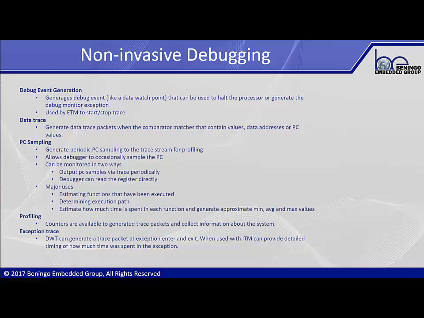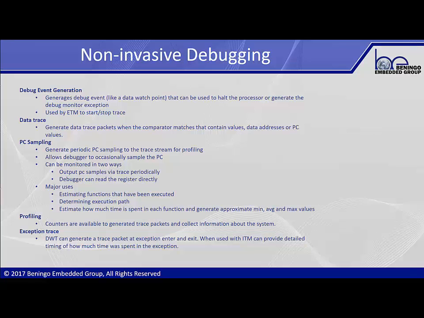We can actually do data tracing, where we generate data trace packets that we can compare and try to match to values or data addresses that we're interested in looking at, or even program counter values. We can sample the program counter occasionally and provide a timestamp, and that allows us to go back and do a statistical profile of how our system is actually executing.